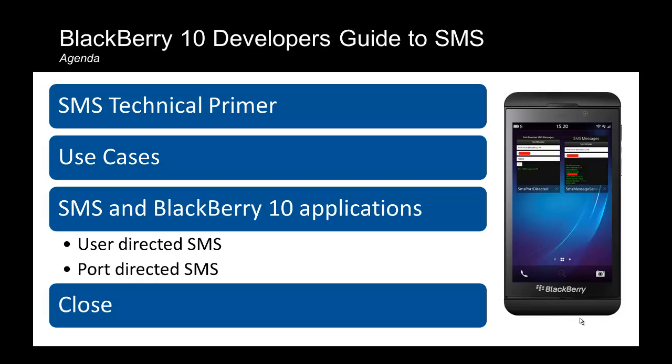Then we'll look at a couple of use cases, and then I'm going to be looking at two sample applications that I've written and released to our GitHub repositories, and using them as vehicles for exploring those two use cases, one known as user-directed SMS and the other port-directed SMS, and the different APIs that are involved.